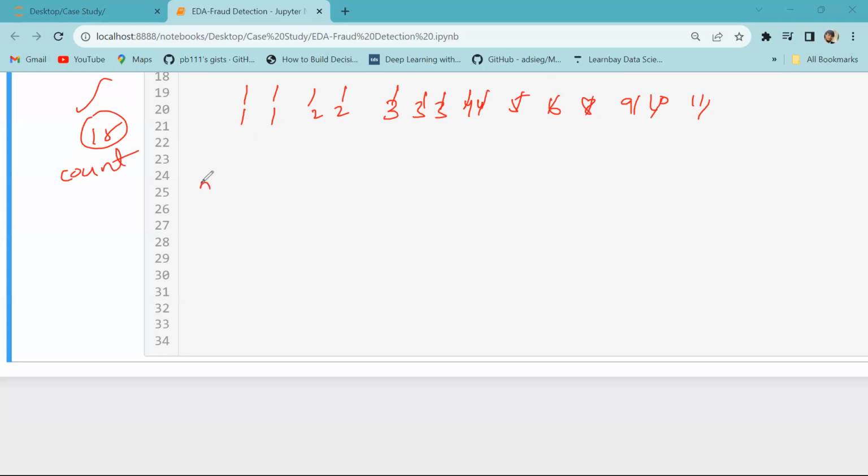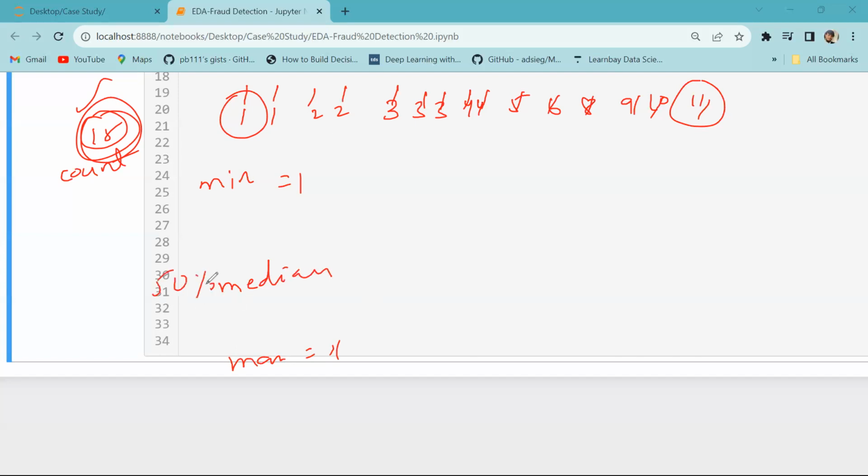And what is the minimum value? The minimum value is, of course, 1. What is the max value? It's 11. So the total number of elements is 15, right? So what is the median value? Exactly the middle term, not the average. 50% of the data is not the mean, it is the middle number.